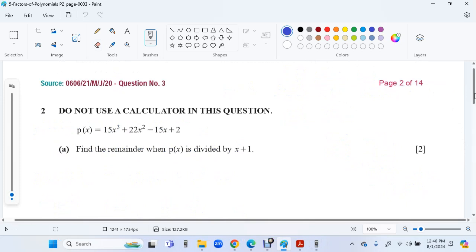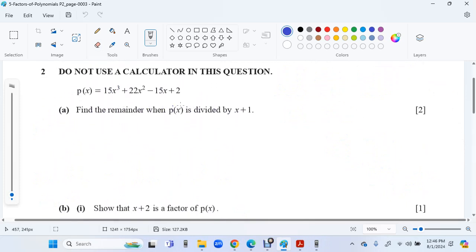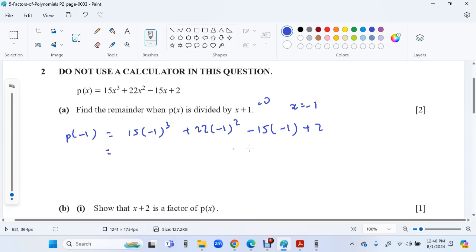Okay, so question number 2. Remainder when p(x) is divided by this equals 0, x equals -1. So p of -1 is 15(-1) cubed plus 22(-1) squared minus 15(-1) plus 2. So I have -15 plus 15 cancel. So we have -20. No, this is 24. 22 plus 2, 24.